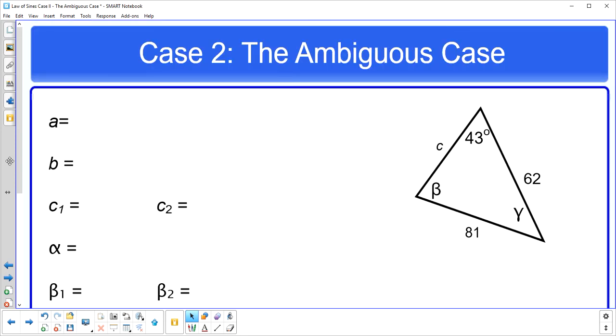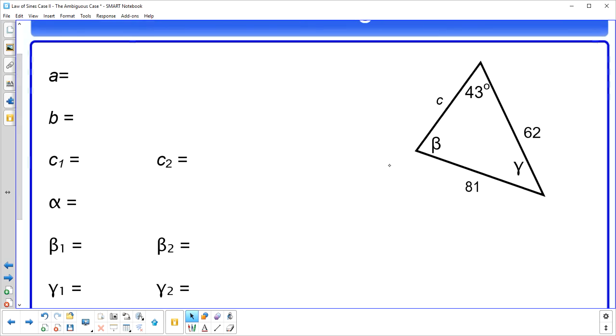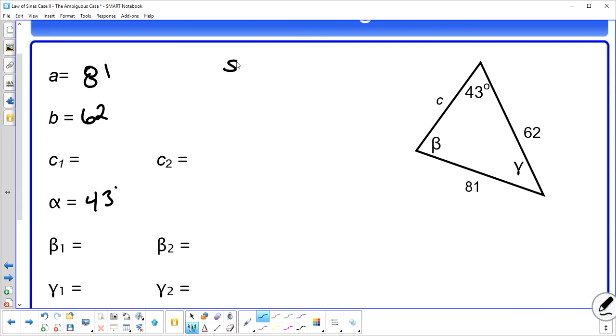So an example of that then, we're going to use law of sines again. So you see we have things labeled here. We have that A is 81. We know that B is 62. So we don't know C1 or C2, and we know that alpha is 43 degrees. So we're going to apply the law of sines. First thing we're going to need to find, since we have B and not beta, but we have A and alpha, if we apply the law of sines, so say sine of 43 over 81, that's alpha over A, equals the sine of beta over B, that's 62.